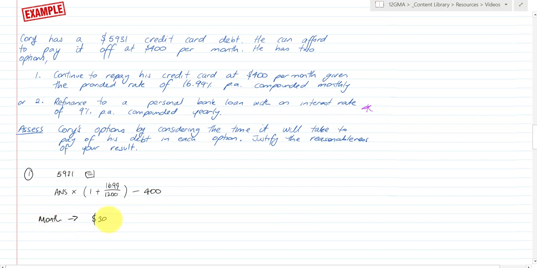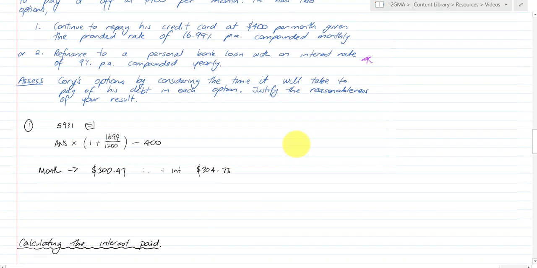and now he owes $300.47. I'm going to multiply it by one iteration of that interest, 1 plus 16.99 divided by 1200, to add interest on. Now he owes $304.73, and now that I've added on an interest, that's his last repayment. So he has to pay off 16 times and then pay off one more time at $304. Option 2 is going to be to do this again, but this time with a 9% rate.